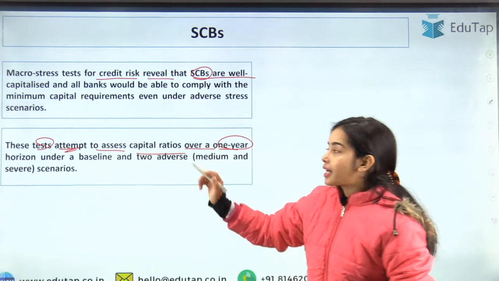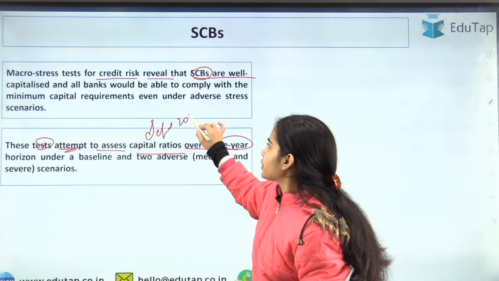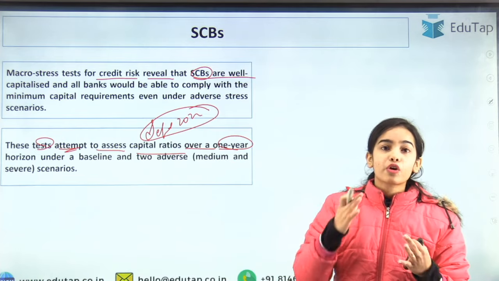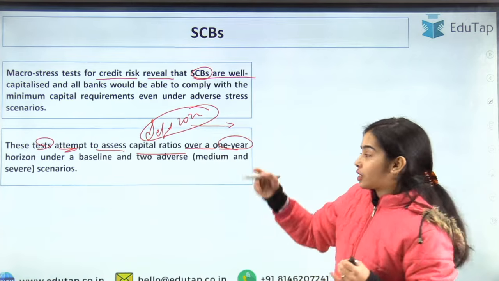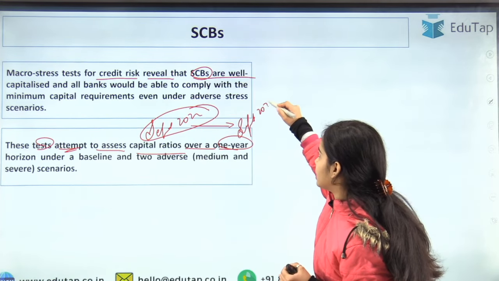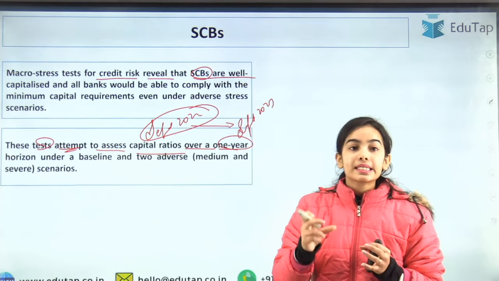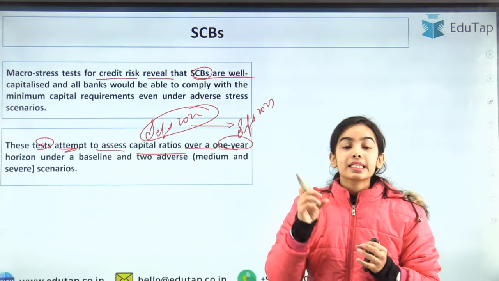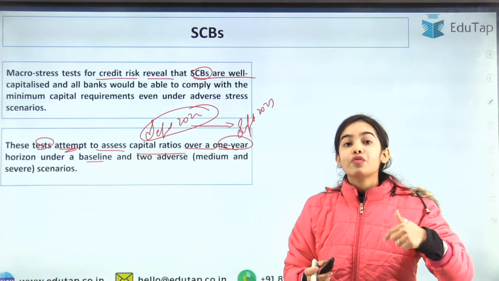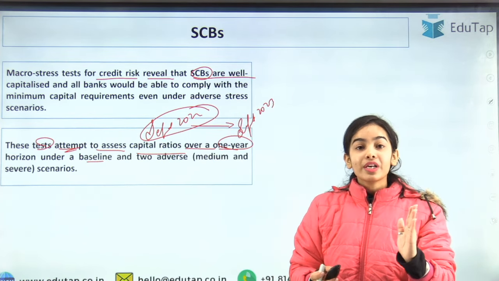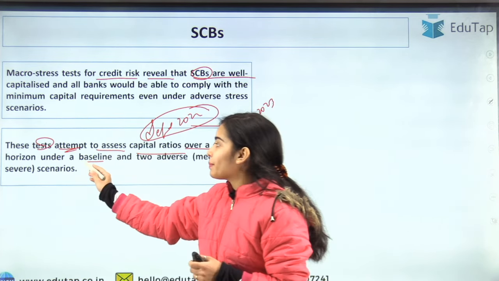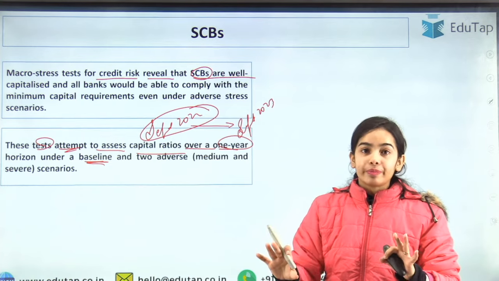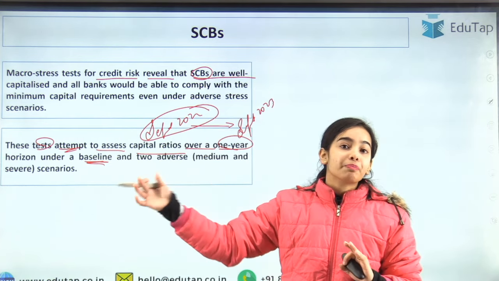So this test started from September 2022 because the FSR is giving most of the data for September 2022. Now 1 year horizon means this is seen for the future till September 2023. So the test attempts to assess the capital ratios over a 1 year horizon under a baseline. So we are trying to see that in 1 year how we are going to have the capital ratios. Are we going to have good capital ratios or bad capital ratios? Under a baseline means in the normal situation that is expected to happen in the future.